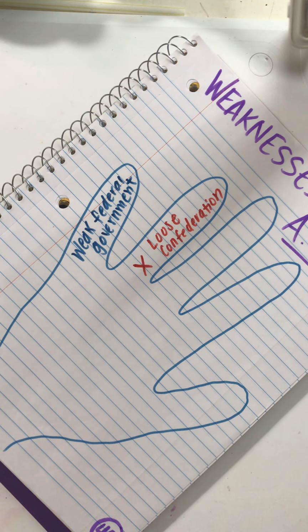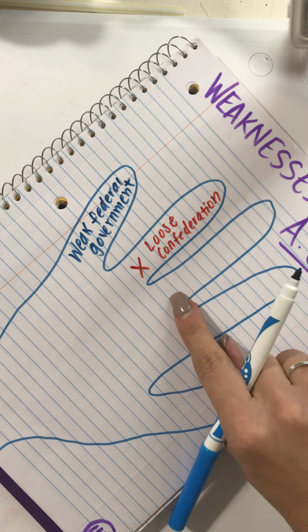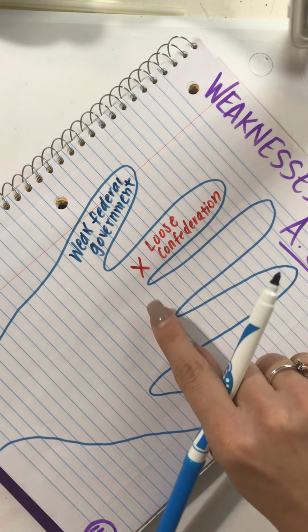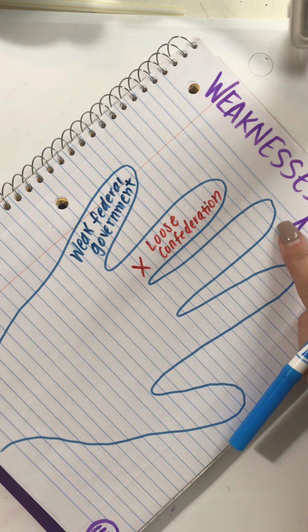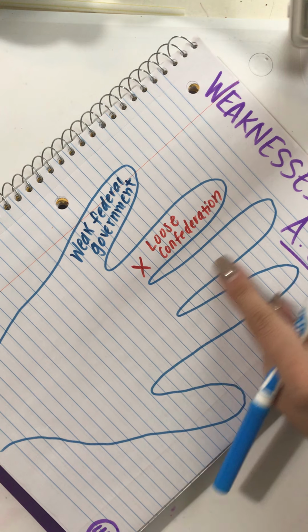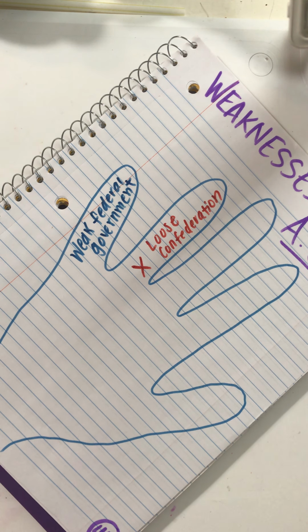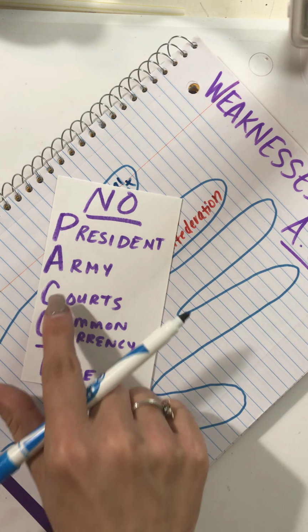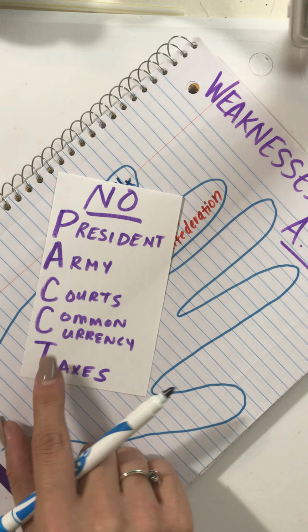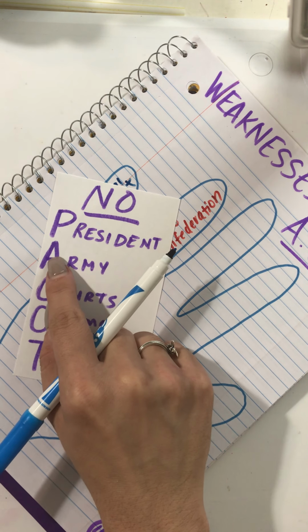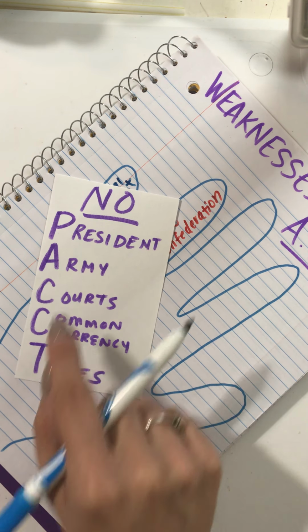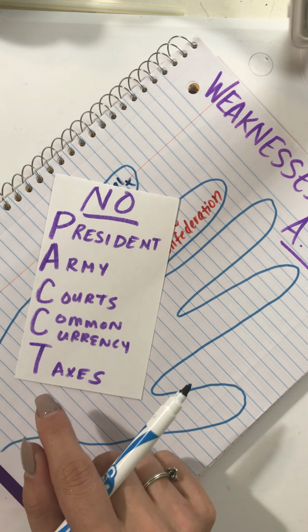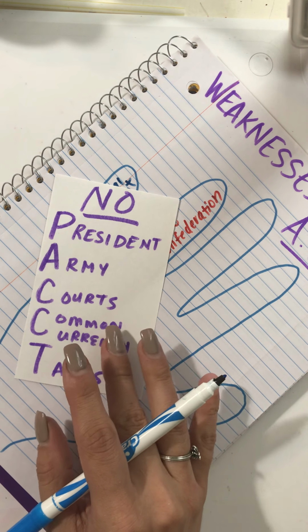The next one is what we call the bad finger, right? The no finger. We don't use this finger, right? And so this no finger represents a couple of those main weaknesses, which I like to call no P, no A, no CCT. So say it with me, guys. No P, no A, no CCT. So no pact represents some of these additional weaknesses.